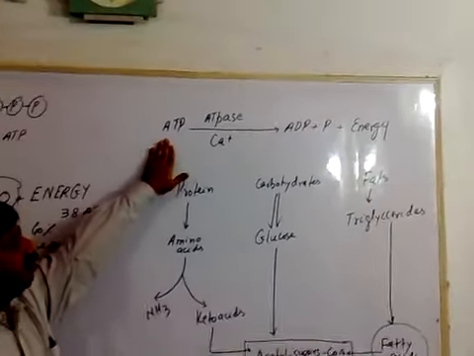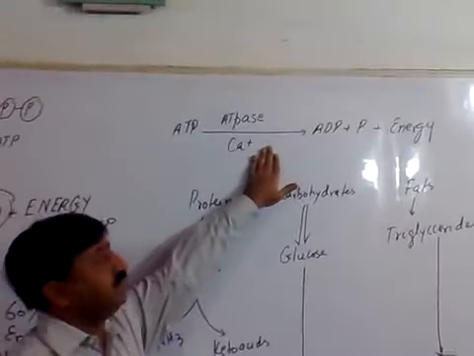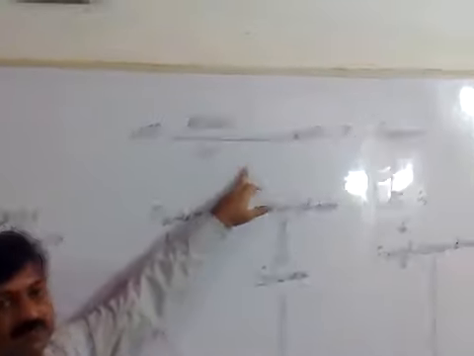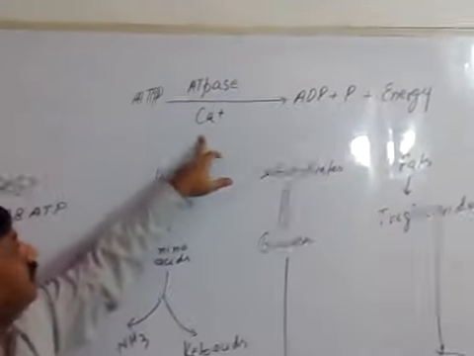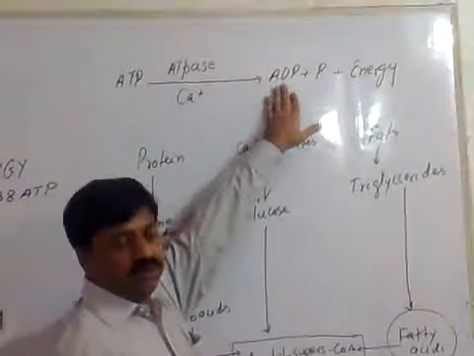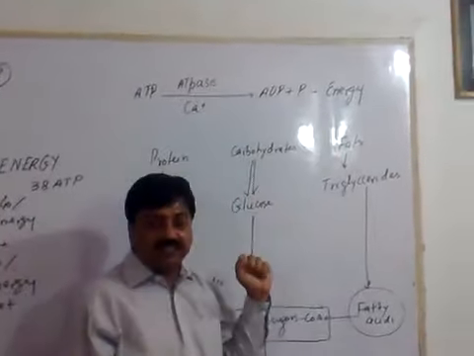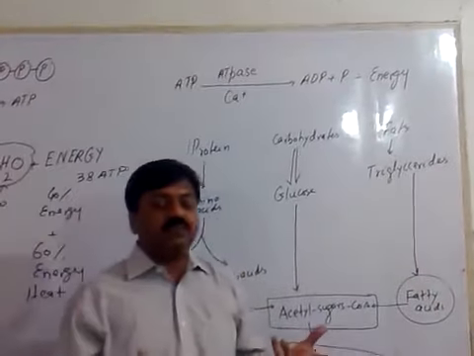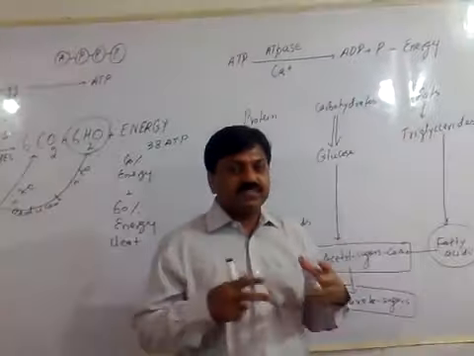When ATP is formed, then it is broken with the help of an enzyme, ATPase, and the reaction is assisted by calcium ions. When phosphate bonds are broken, ATP is broken into adenosine diphosphate plus phosphate, and energy is released. That energy powers all the biochemical reactions in the cell.